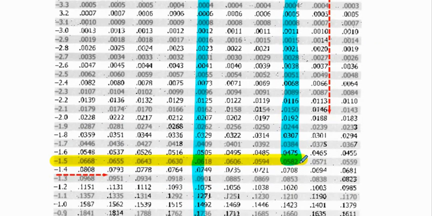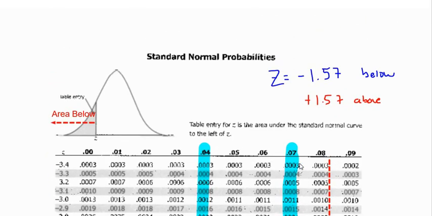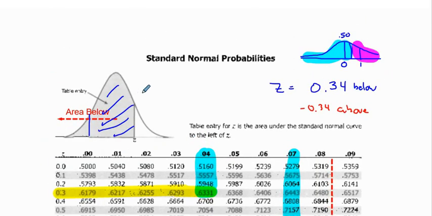And that's why we are glad we have a calculator to do this as well. But the chart does have its place in terms of looking up below values and above values very quickly.